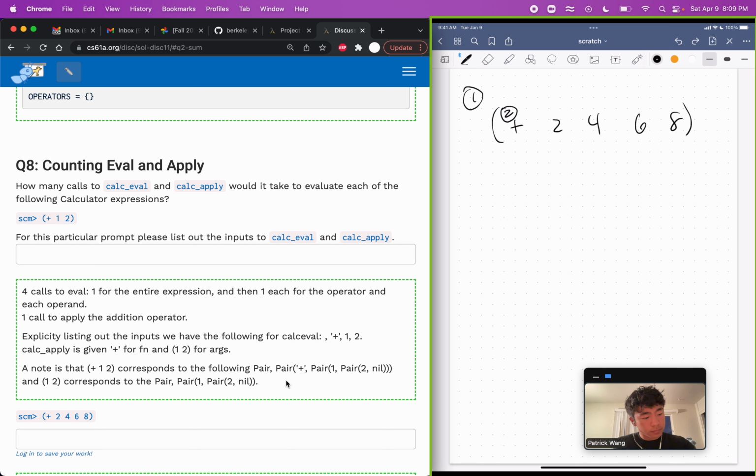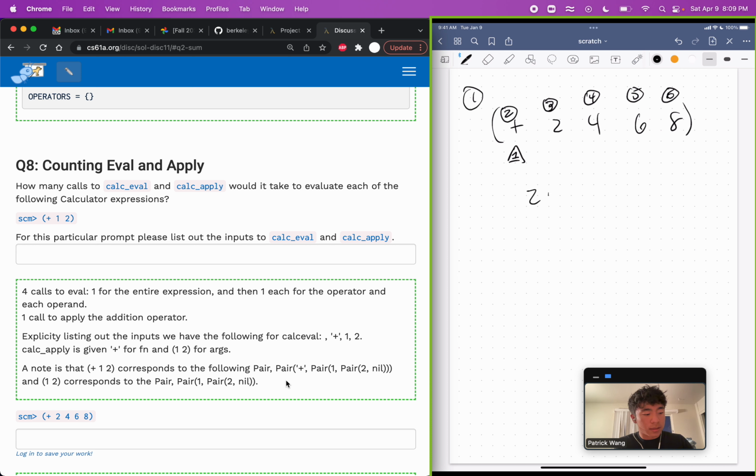Third call, evaluate the 2. Fourth call, evaluate the 4. Fifth call, the 6. Sixth call, the 8. And once we evaluate every single operand, what can we do? We can apply that plus on each of them. So calc apply, that's 1.